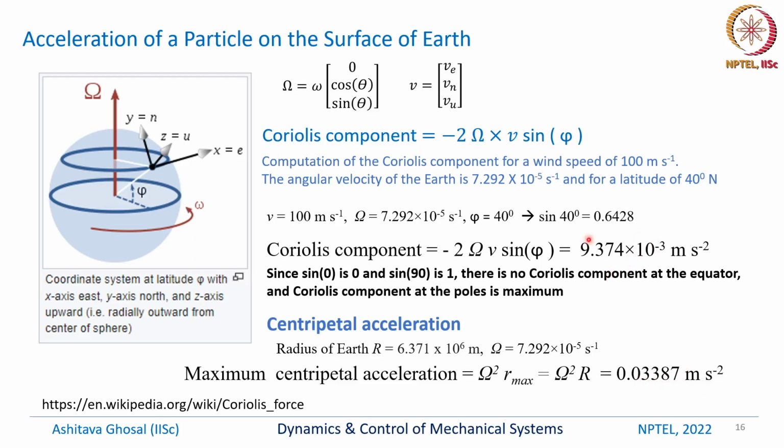So which one is larger? This is 10 to the minus 3. Okay, whereas this is 0.03387. So the centripetal acceleration is like 3.3 times 10 to the minus 2, whereas this is 9.4 times 10 to the minus 3. Okay, so the centripetal acceleration is larger.